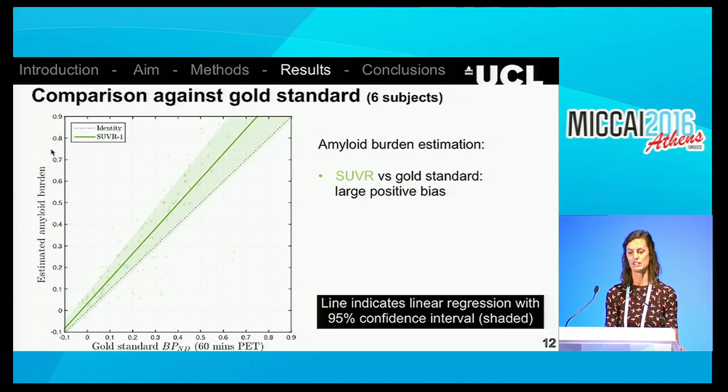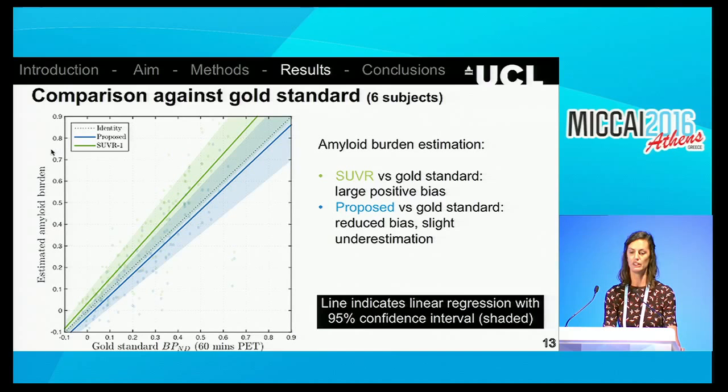And you can see that for SUVR, we have this overestimation of the amyloid burden, which is this bias introduced by the lack of blood flow information. If we compare this to the proposed method in blue, we can see that we've greatly reduced this bias and we're much closer to the line of identity.